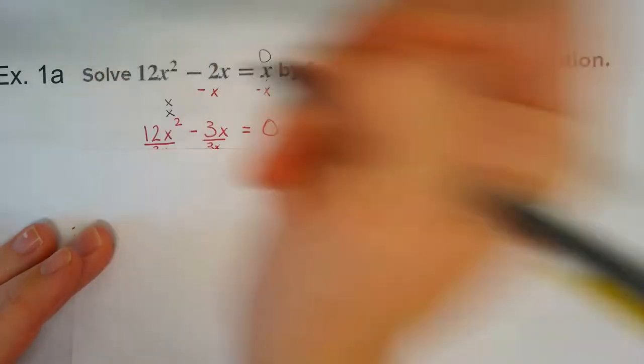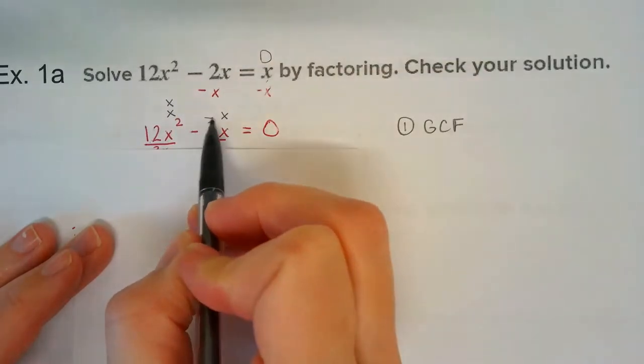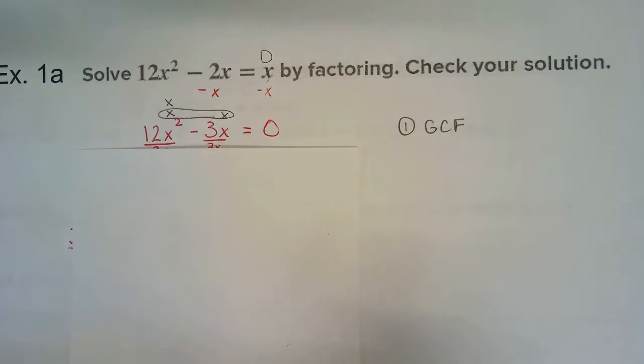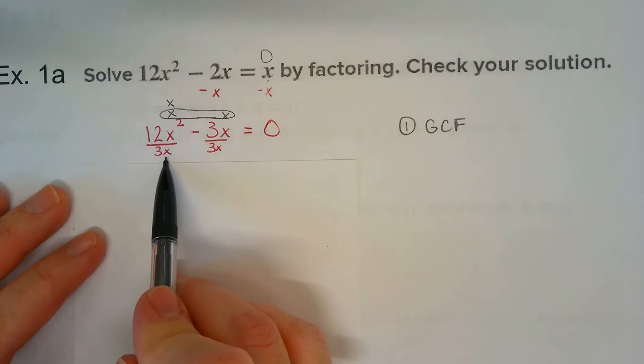This x squared means I have 2 x's. This x means I have 1 x. So how many x's do they have in common? They only have 1 in common. So I can take out a 3 and 1 x.